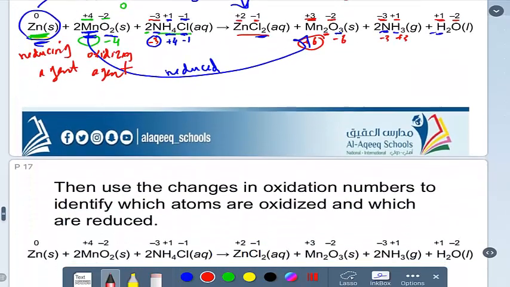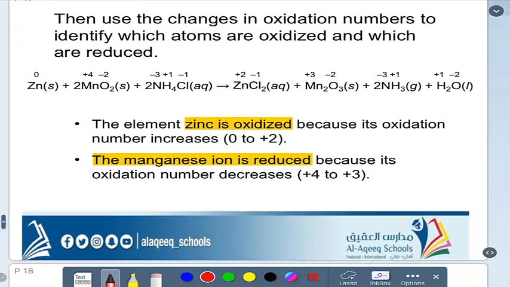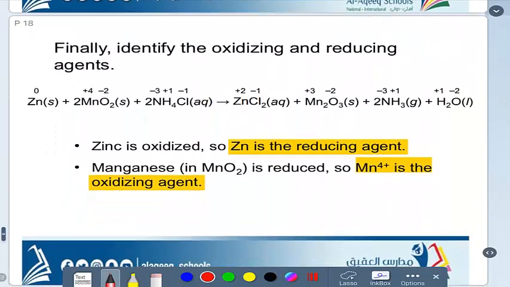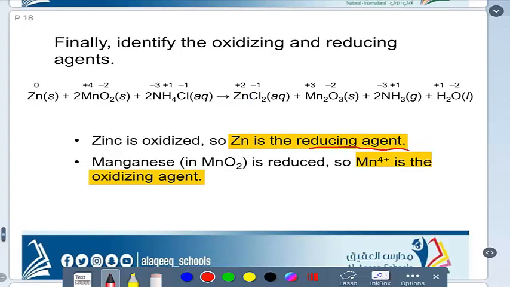It's easy now. So first you have to calculate the oxidation number for each element here. Then identify what changes happen. You will see that zinc is oxidized, changing from 0 to +2, and manganese is reduced, changing from +4 to +3. And you can identify easily zinc is the reducing agent and manganese is the oxidizing agent.